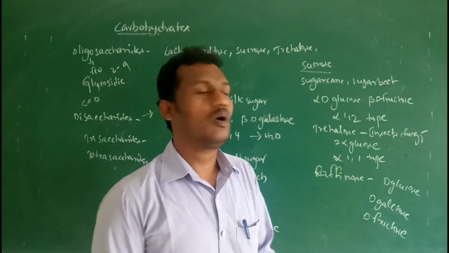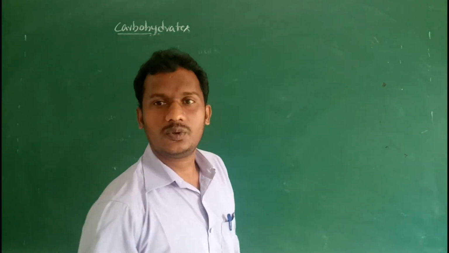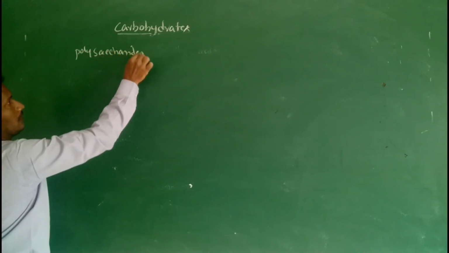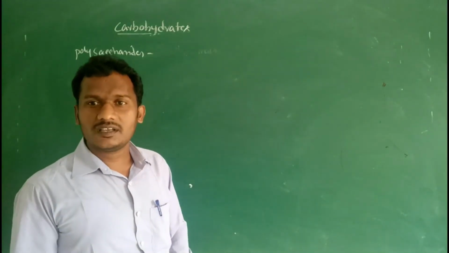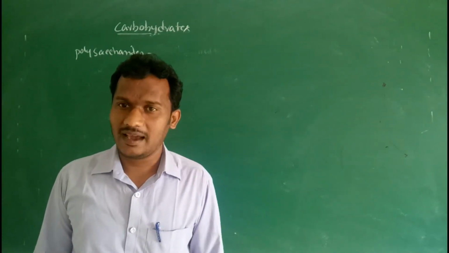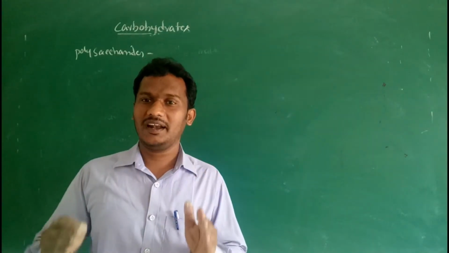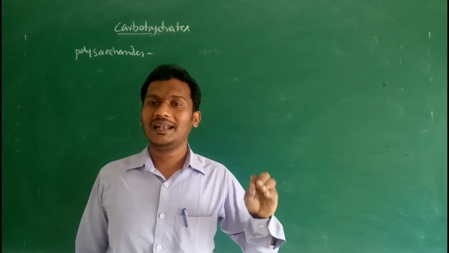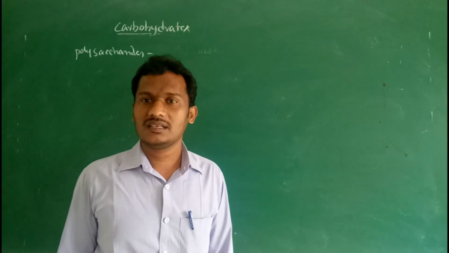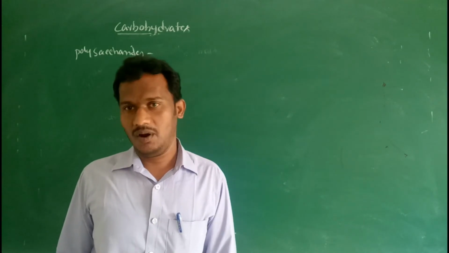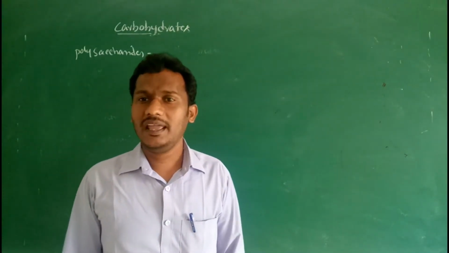Next, coming to polysaccharides. Polysaccharides are polymers of monosaccharides. More monosaccharide units are present in polysaccharides. That's why monosaccharides are the building blocks for polysaccharides. These monosaccharides are joined by glycosidic bonds, so this is known as a polysaccharide.